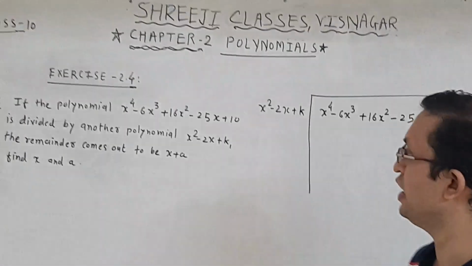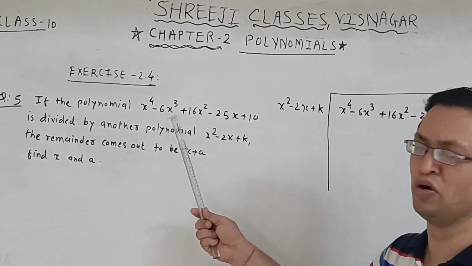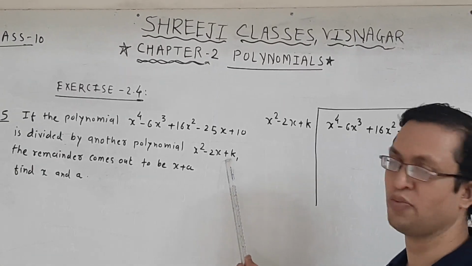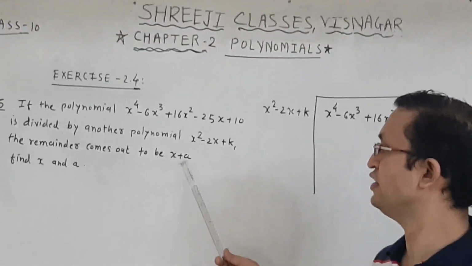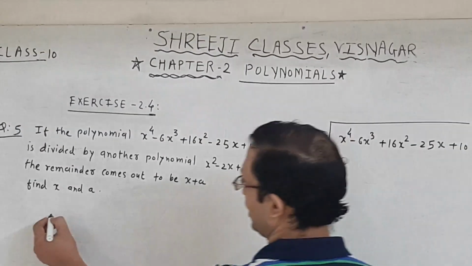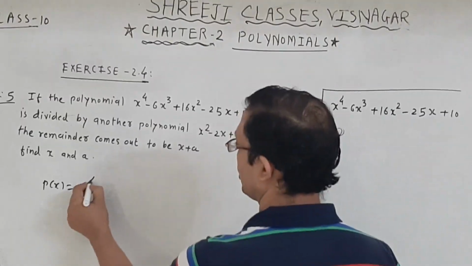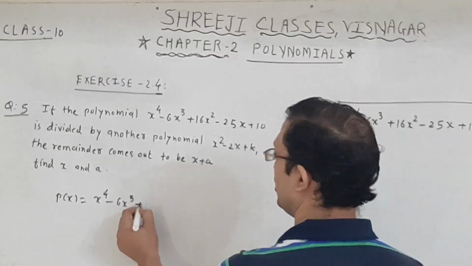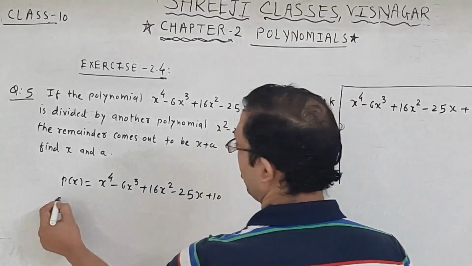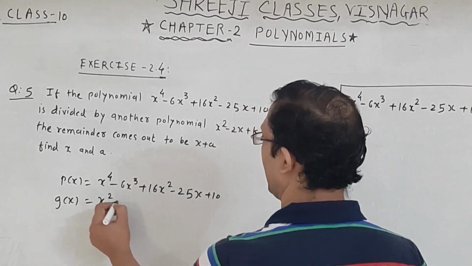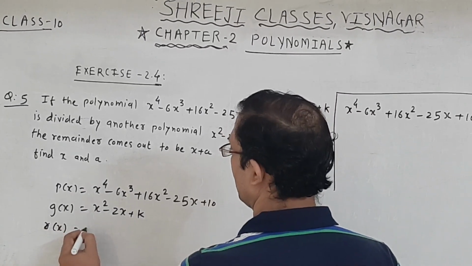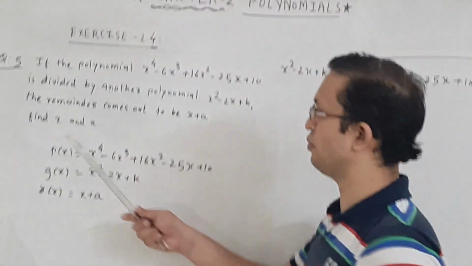Find k and a. Here the question says it is a biquadratic polynomial. This is the dividend polynomial, that is called p of x, and that one is the divisor polynomial, that is equal to g of x, and that one is r of x, meaning the remainder polynomial x plus a. First we write down p of x is equal to x raised to power 4 minus 6x cube plus 16x square minus 25x plus 10. g of x is equal to x square minus 2x plus a, and the remainder r of x is equal to x plus a, to find the unknown numbers k and a.